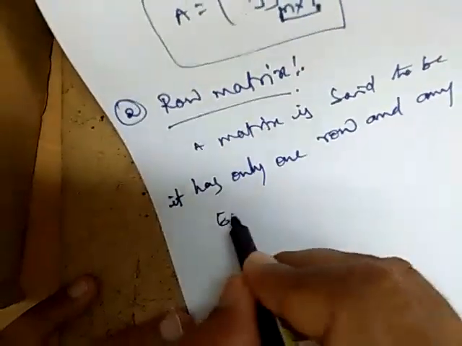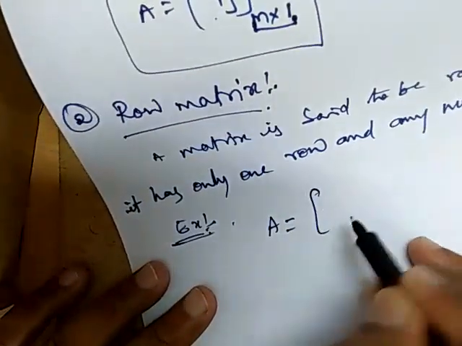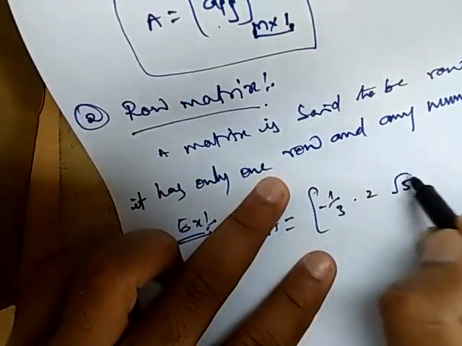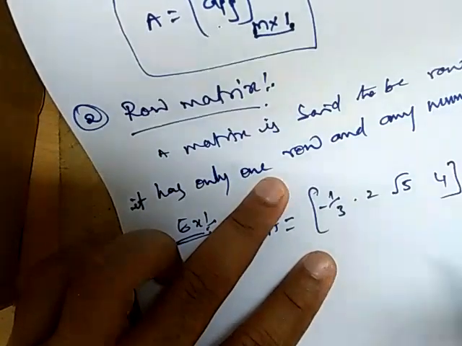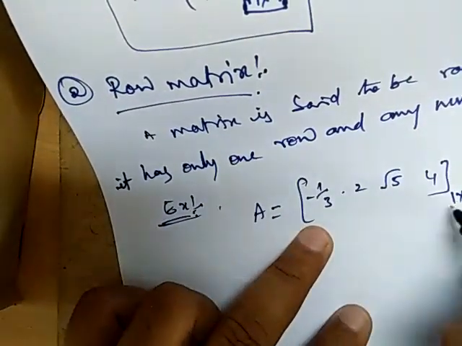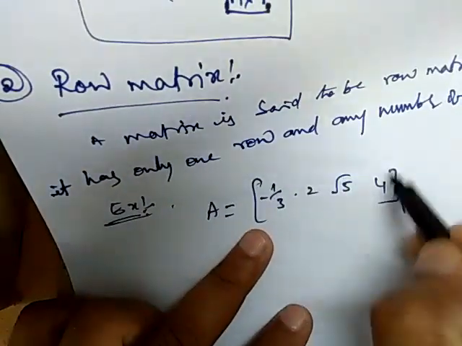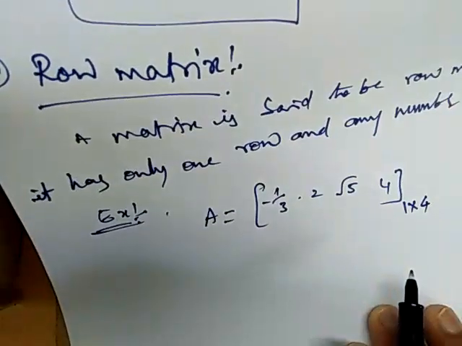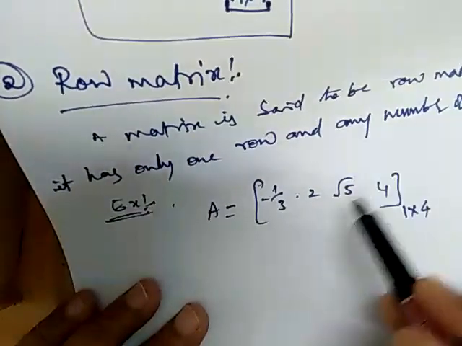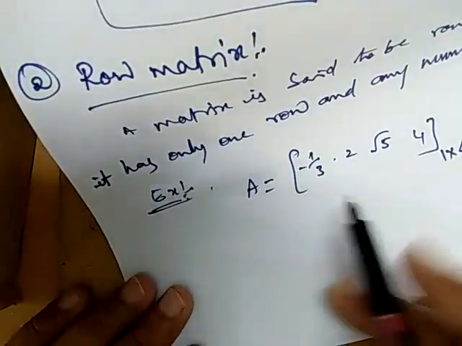For example, A equals 1 by 3, 2 root 5, some 4. So this matrix is of order 1 by 4: first column, second column, third column, fourth column. So it is a 1 by 4 matrix. Here we have only one row and 4 columns. Irrespective of the columns, we have only one row. So this is a row matrix.